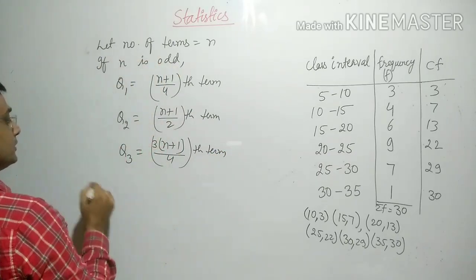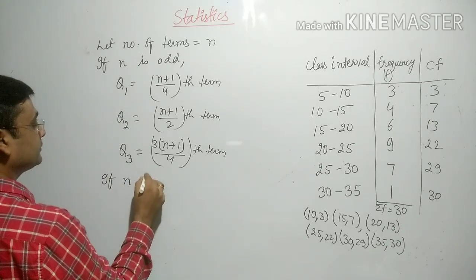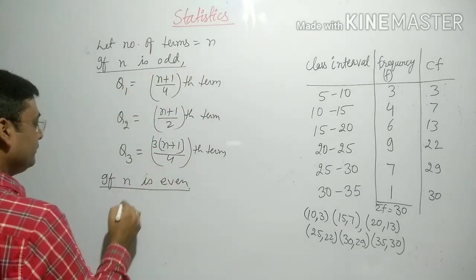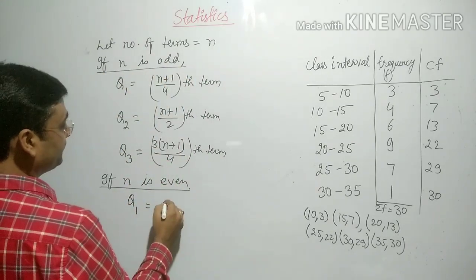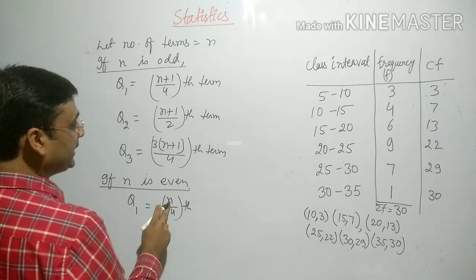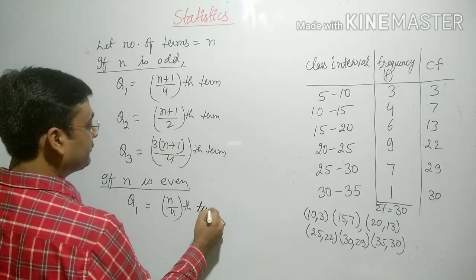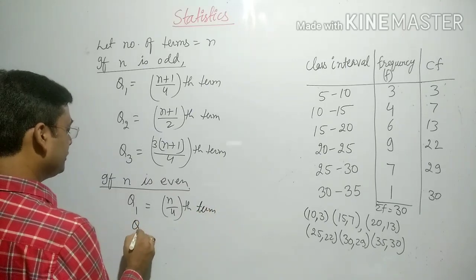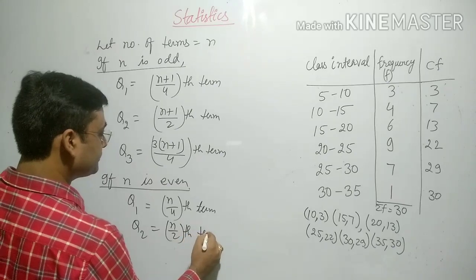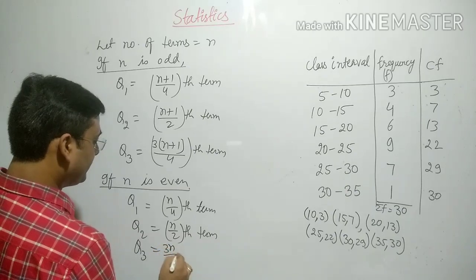That is when n is odd. If n is even, then what will we do? Q1 will be the n by 4th term. Similarly, n by 4, n by 2, 3n by 4; the same type of technique we will implement here. Then Q2 will be the n by 2th term, and then Q3 will be the 3n by 4th term.